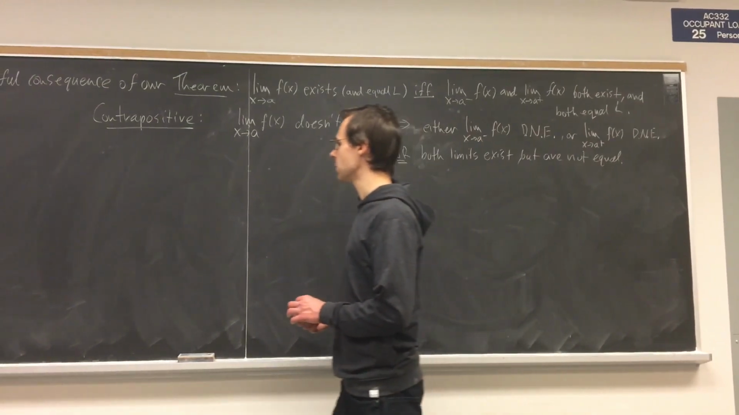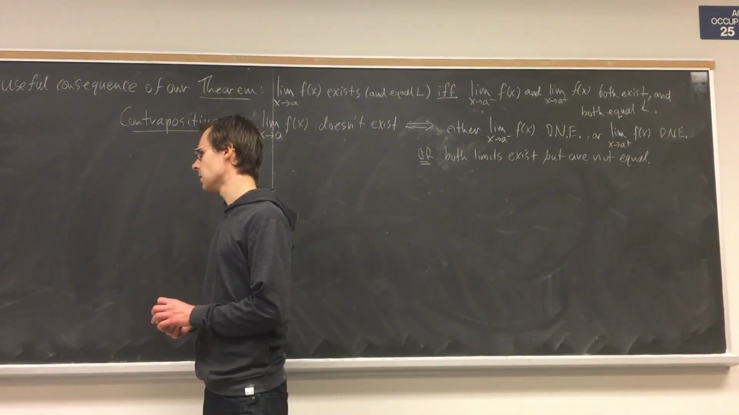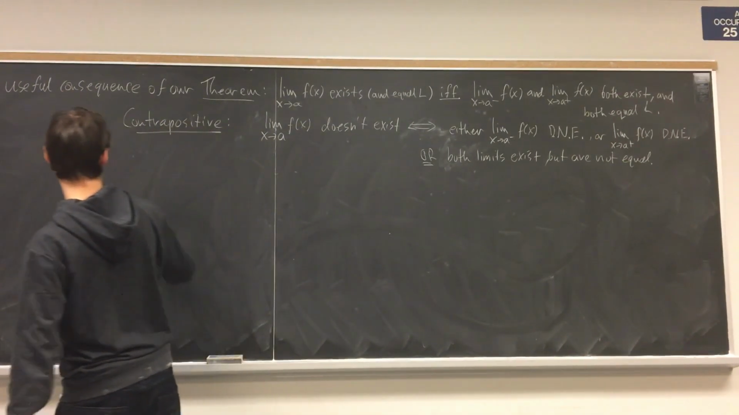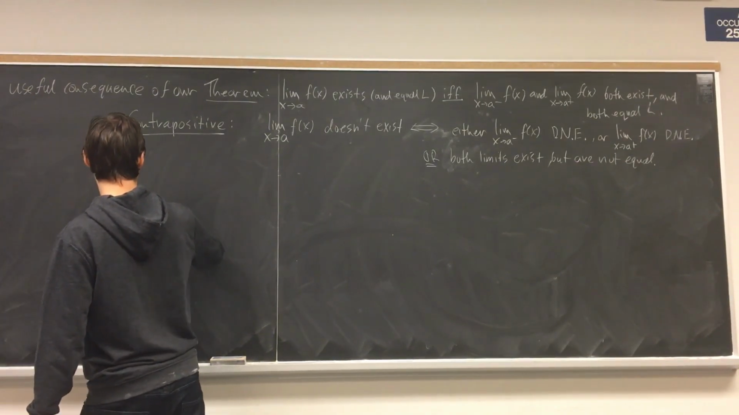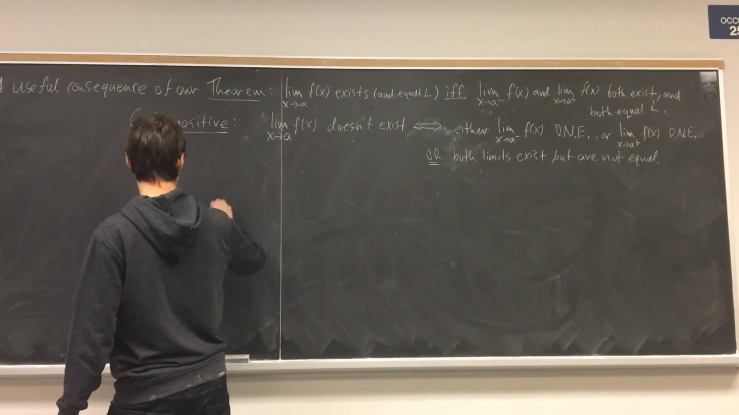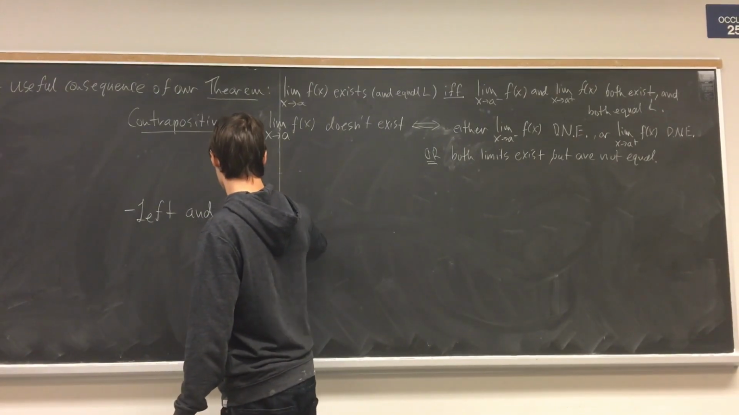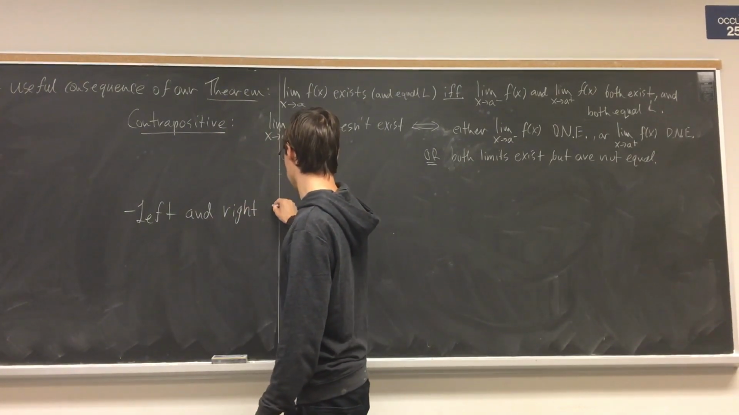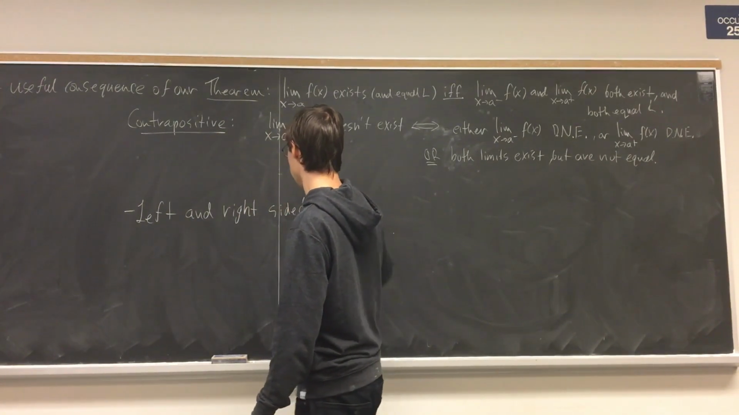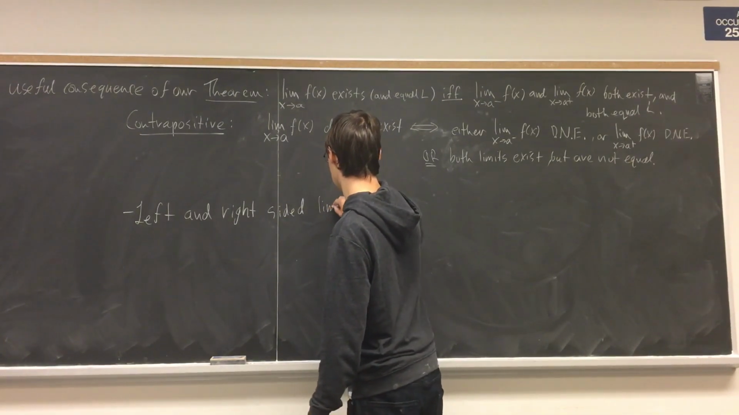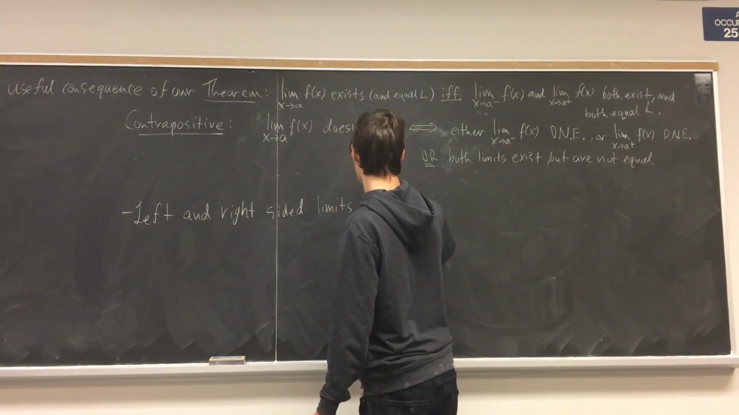What else do we know about left and right-handed limits? Maybe I should state this down here. Left and right-handed limits are unique. I wrote sided before, not handed, so sided. Left and right-sided limits are unique.